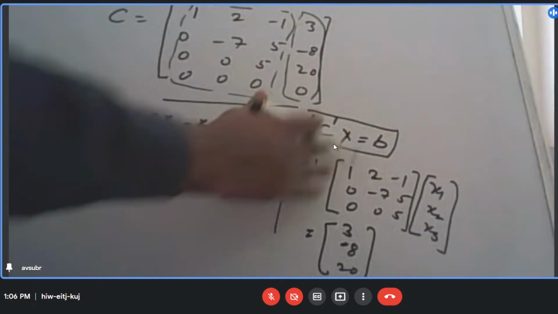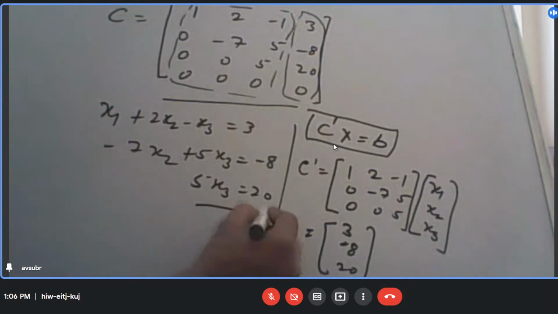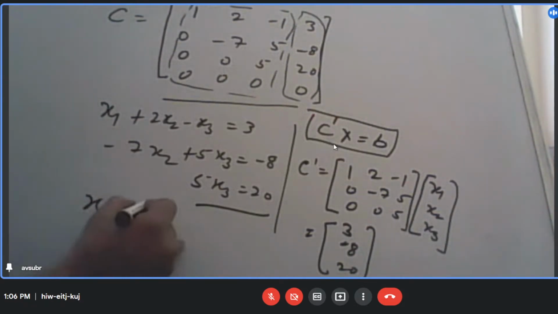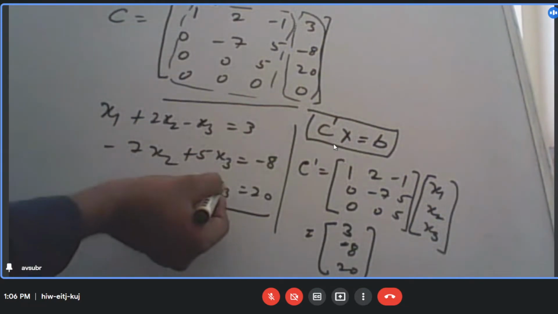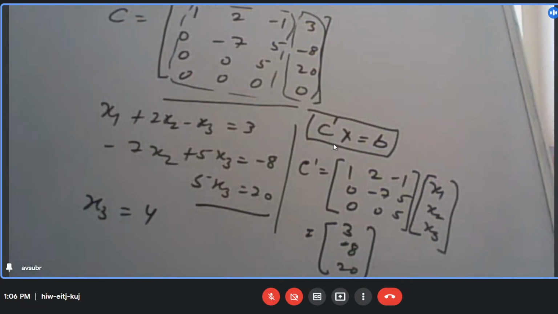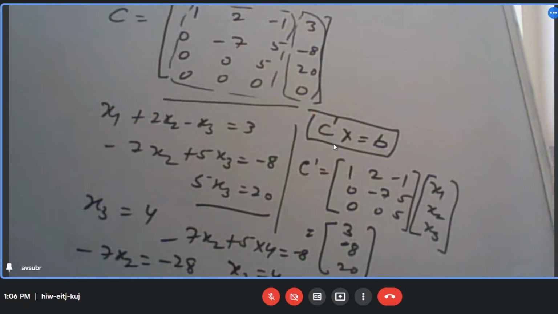So from this actually I'll get this. Now if I solve this, x3 is equal to 4. If I put back in this equation, then what I will get? Minus 7x2 plus 5 into 4 is equal to minus 8. So minus 7x2 is equal to minus 28. So x2 is equal to 4.